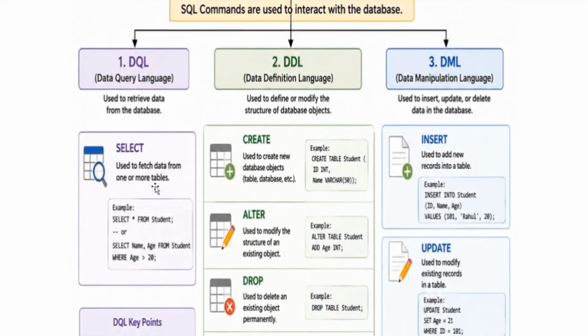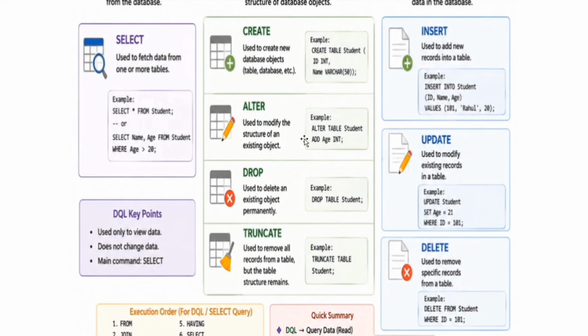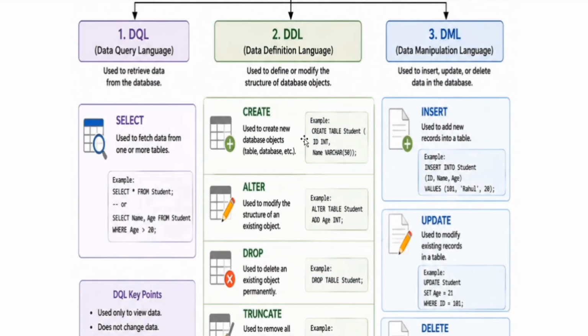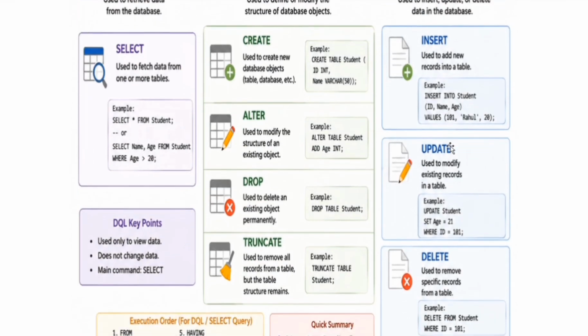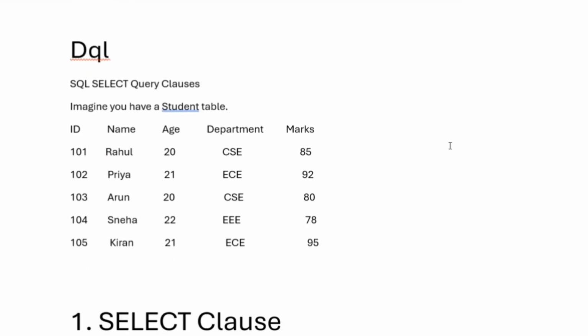In DQL we have only the select query. In DDL we have create, alter, drop and truncate. In DML we have insert, update, delete. So first we have to go to DQL. The DQL means data query language. In that we have only the select query.